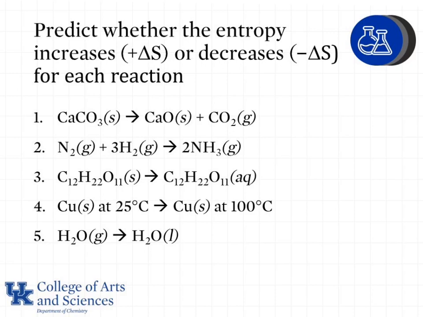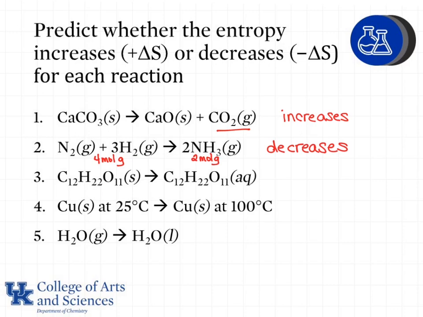Let's look at some examples where we can predict whether the entropy will increase or decrease for each reaction. For number 1, calcium carbonate solid forms CaO solid and CO2 gas. Because we're forming CO2 gas and we don't have any gaseous reactants, this will be an increase in the entropy. For number 2, we have N2 gas plus H2 gas to form ammonia gas. Notice that we have 4 moles of gas on one side and 2 moles of gas on the other side. So we will see a decrease in the entropy.